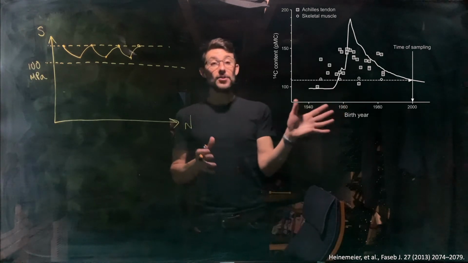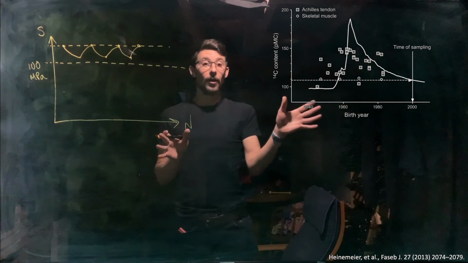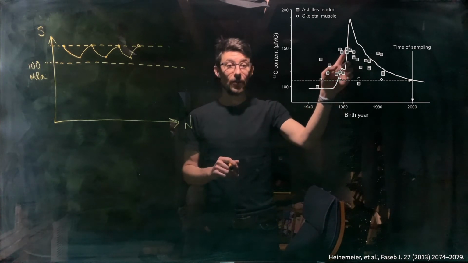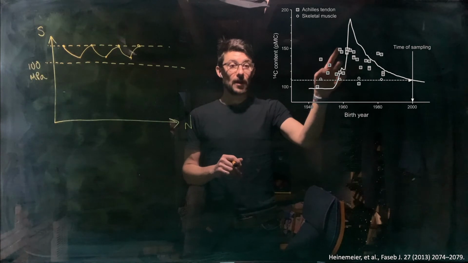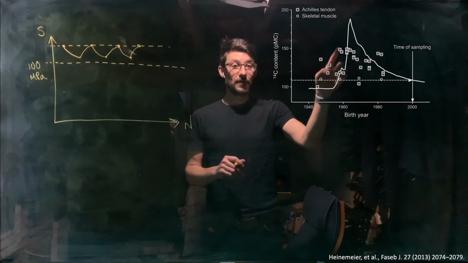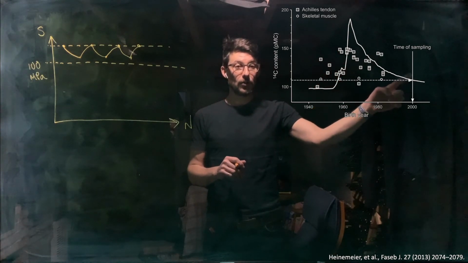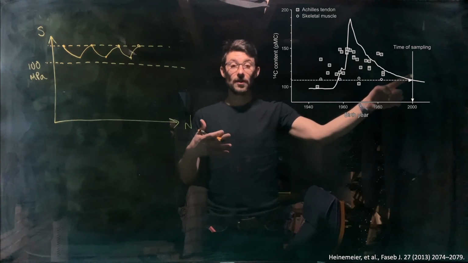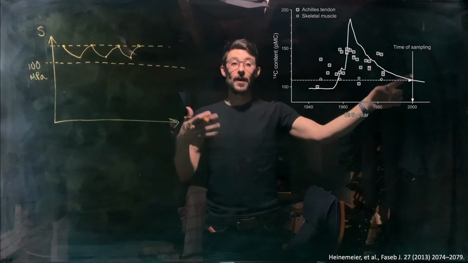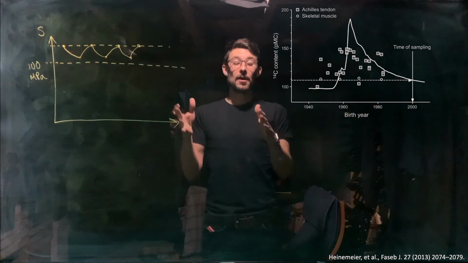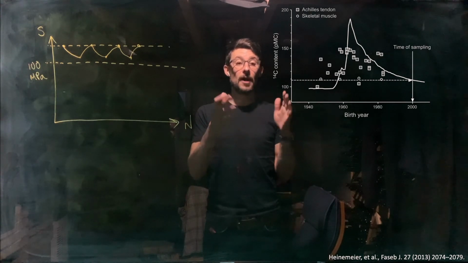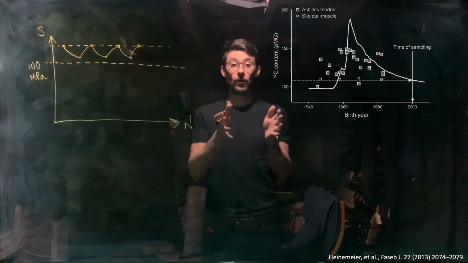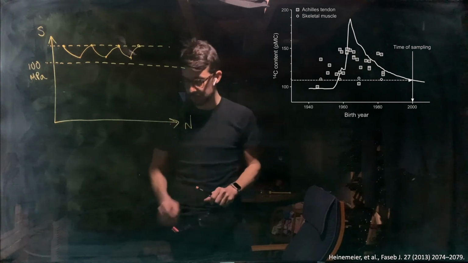But that's not at all what was found for the Achilles tendon. In a lot of cases, the amount of carbon-14 in the Achilles tendon at the time of sampling was far greater than the concentration in the atmosphere at the time of sampling, indicating that carbon-14 had been incorporated into the tendon at an earlier time and then hadn't been turned over. It had remained there in place.